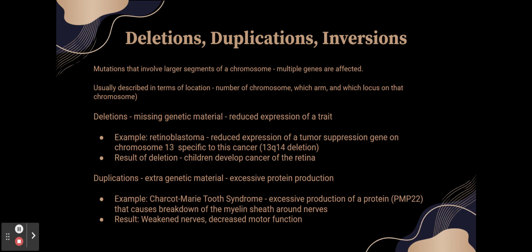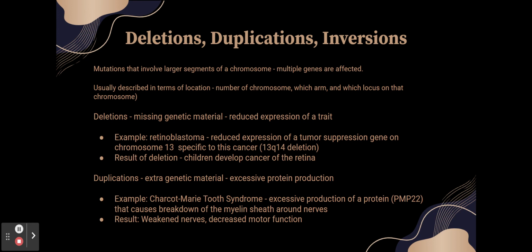If you have a deletion, you only have a single gene. You get like a half a dose of that protein synthesis power. So as a result of that deletion, children can develop cancer of the retina, or a retinoblastoma. That's what a deletion does. It reduces the expression of a trait, and most traits are going to code for a protein. So there will be less protein synthesized in a deletion.